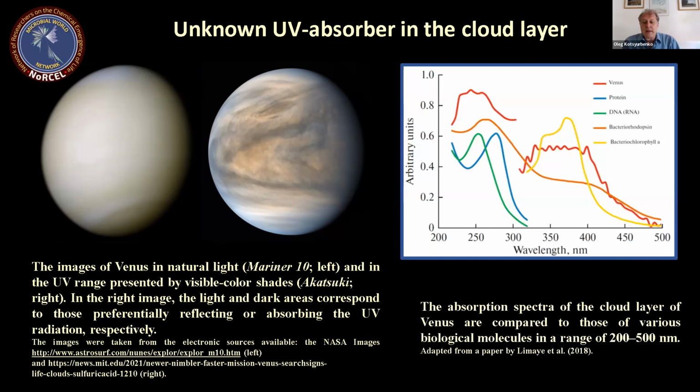On the right side, you see a chart that shows the absorption spectrum obtained as a result of spectroscopic study of Venus and the absorption spectra of various biomacromolecules and pigments. And these spectra are in quite good correlation. It's Venus and different types of biomacromolecules known on Earth.